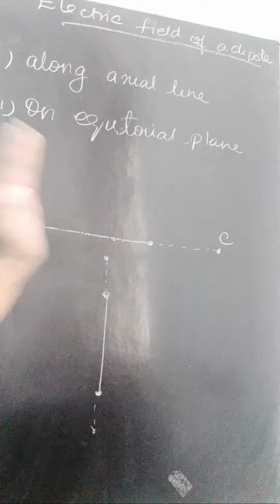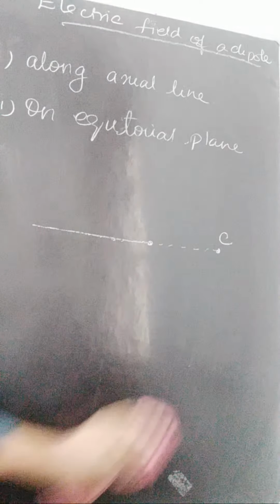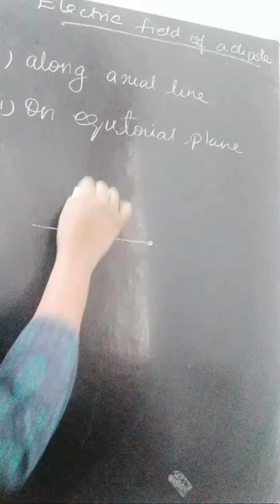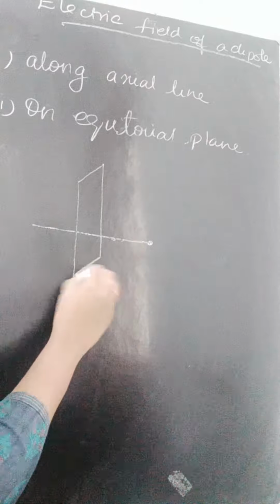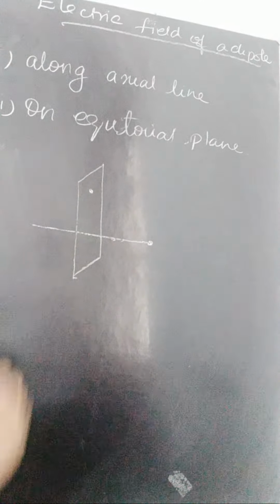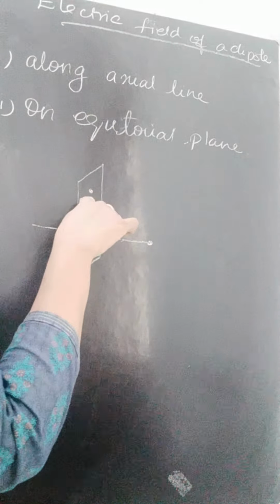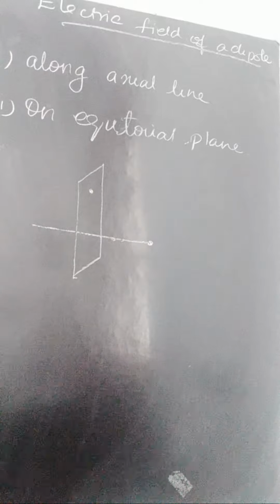Equatorial is nothing but 90 degrees perpendicular to the axial line. Equatorial is nothing but the perpendicular axis, the perpendicular line. If the dipole is lying along the x-axis, you have to take 90 degrees. So if I mark 90 degrees from the axial line of the dipole, the point will come at this point. On the equatorial plane, I take one point as a test point, which is 90 degrees with respect to the axial line.